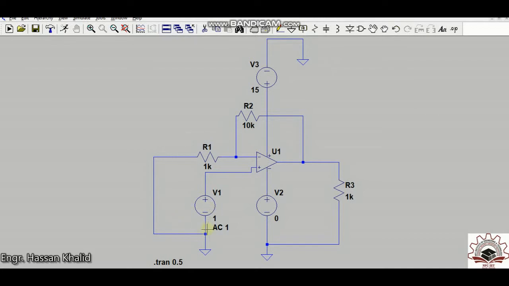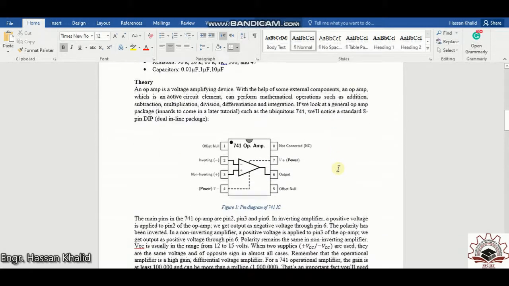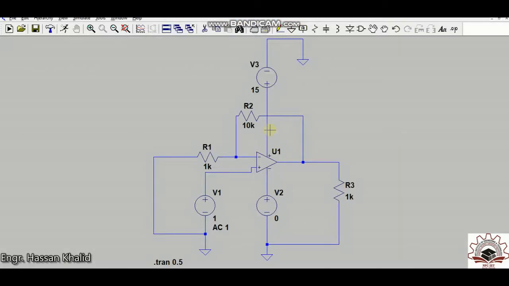Now I have made the connections. This is my positive biasing and this is my negative biasing, according to the circuit presented in this figure. Pin number 7 is the positive biasing and pin number 4 is the negative biasing. I have connected them with the positive voltage of 15 and the negative biasing as 0 volt as a reference. And in a step ahead, I will also tell you the importance of biasing.